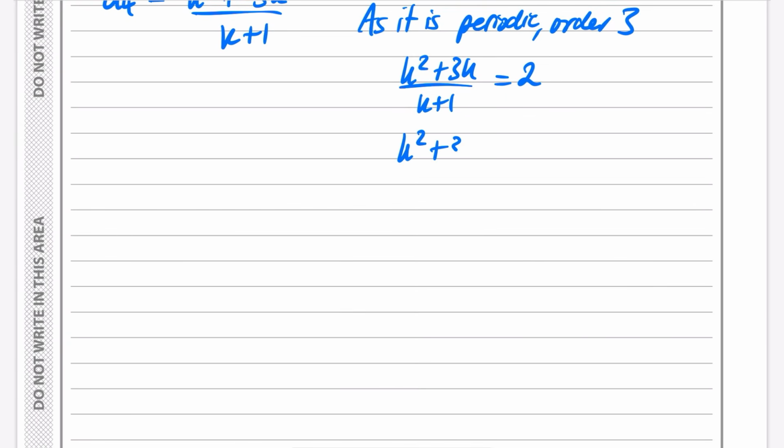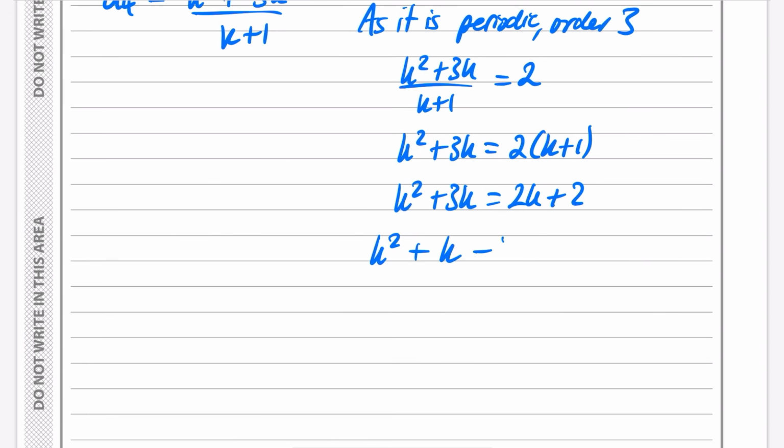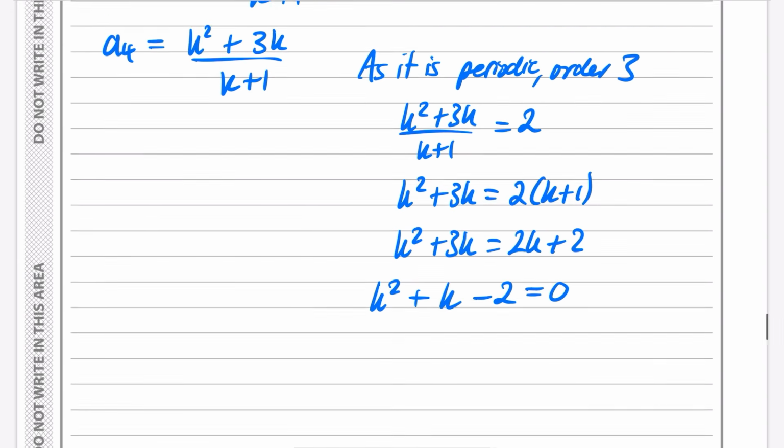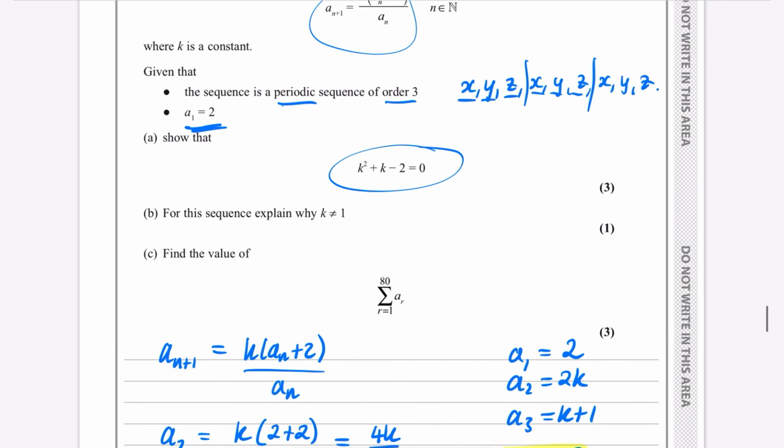So we get k squared plus 3k equals 2 brackets k plus 1. k squared plus 3k equals 2k plus 2. They wanted it as a quadratic, so I'm going to do k squared plus 3k minus 2k is k, minus 2 equals 0. Let's see if that's actually what the question wanted. Yep, it says show that that is the case. Great. So it says for this sequence, explain why k cannot be equal to 1.